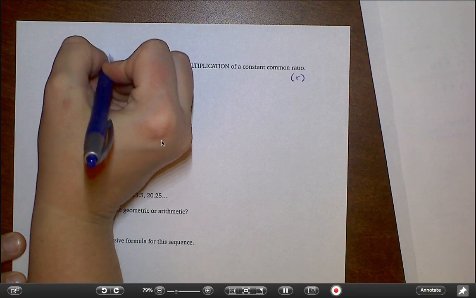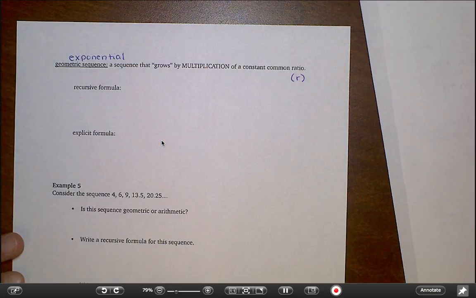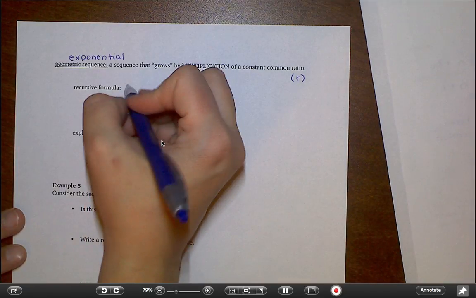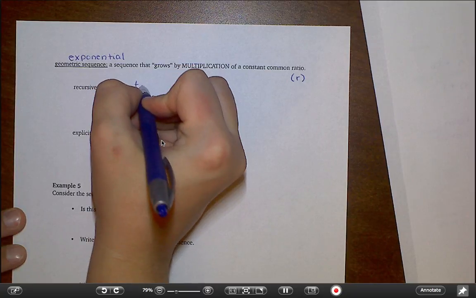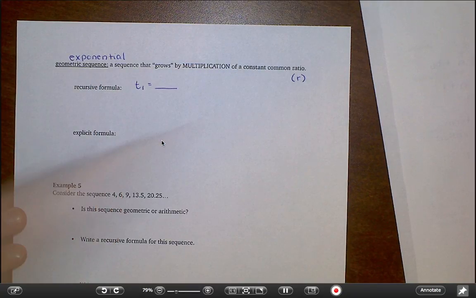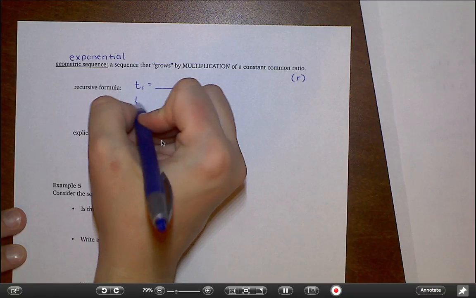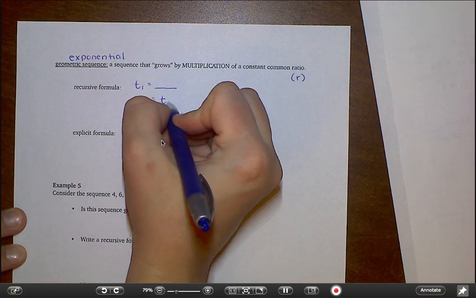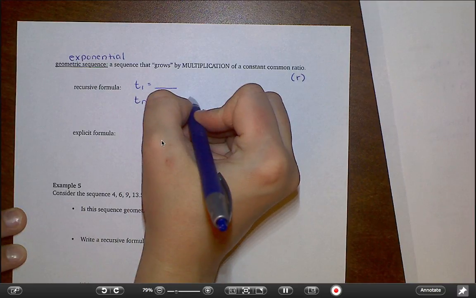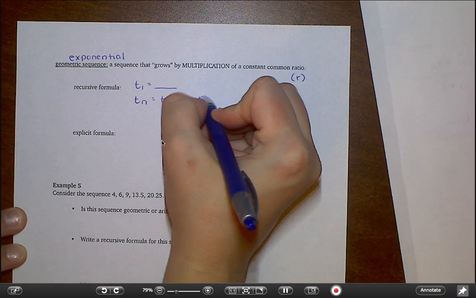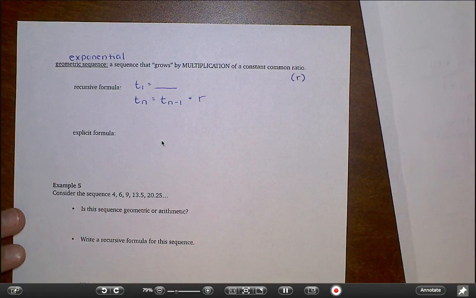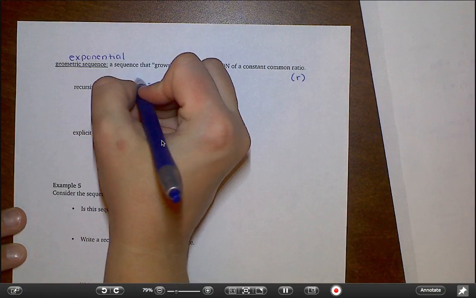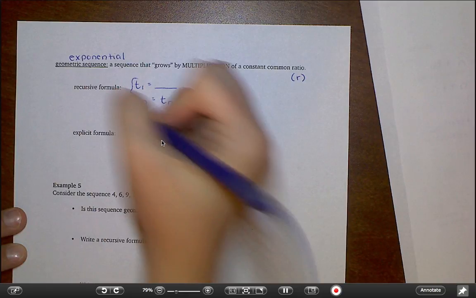Whereas the other ones were linear, these ones are going to be exponential because you're multiplying over and over and over again. So the recursive formula for one of these things, you're still going to give term 1. Term 1 equals something. And then term n is always going to be defined by taking the previous term and multiplying by your constant ratio r. So you're always taking the previous term and multiplying by something.